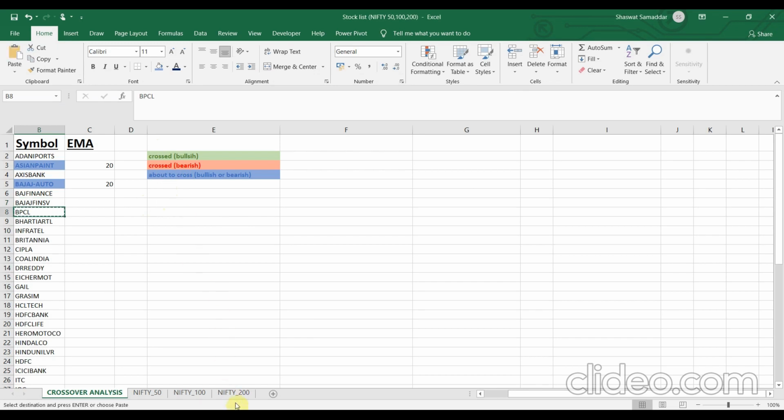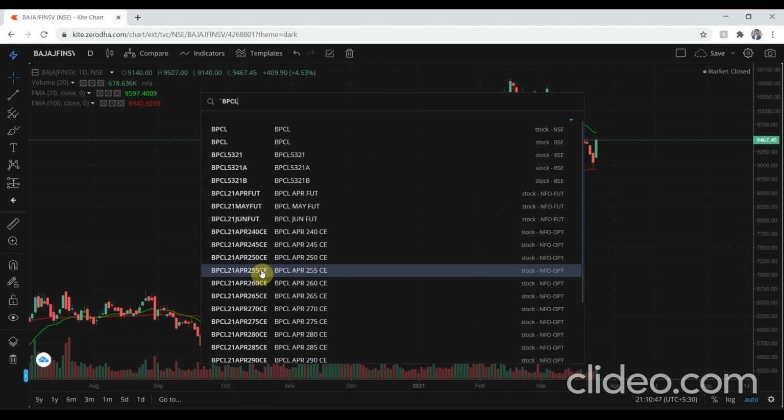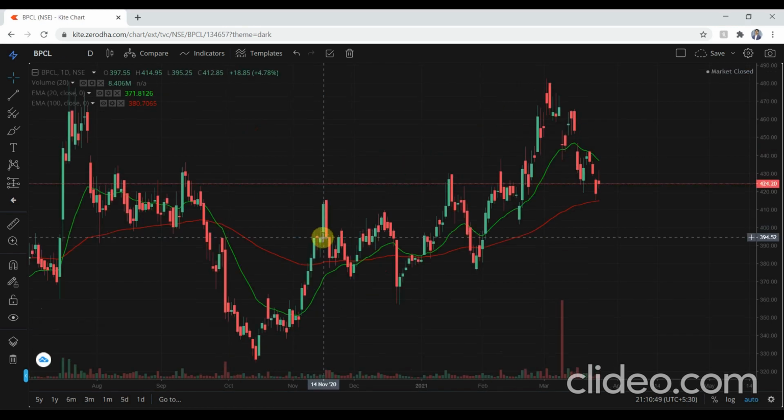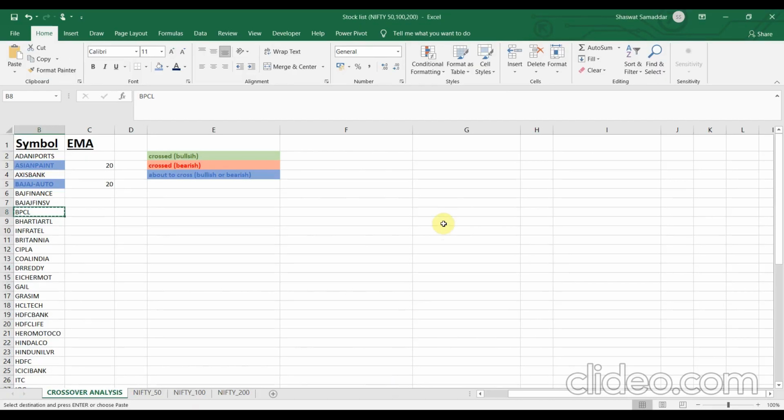Next one is BPCL. Okay, so again, it is far away, so I would discard this once again. Next is Bharti Airtel.